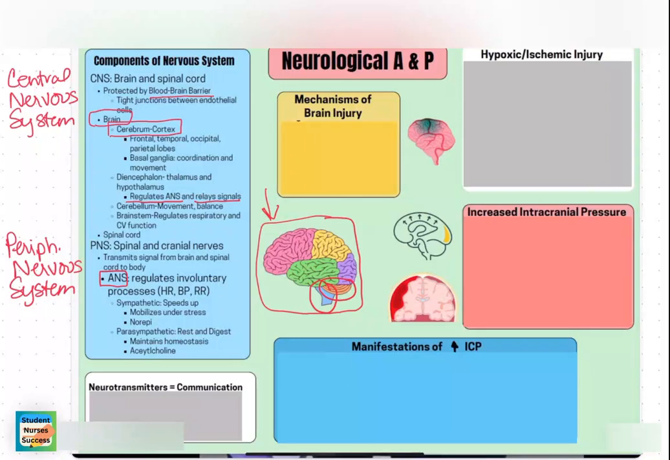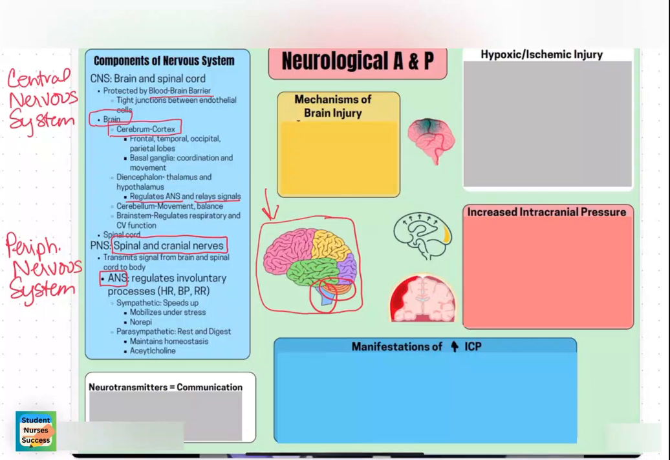The peripheral nervous system includes the spinal and cranial nerves, and these are kind of out in the periphery. The PNS transmits signals from the brain and the spinal cord out to the muscles and organs in the body. Within the peripheral nervous system is the autonomic nervous system, and the autonomic nervous system actually regulates involuntary processes. It makes sure that you have heart rate, blood pressure, and respiratory rate regulated.